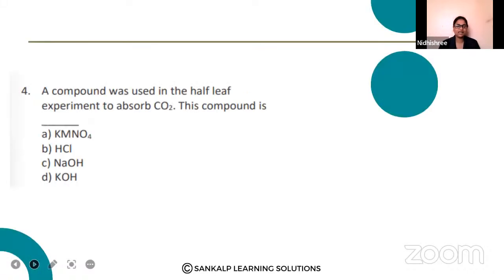The next question is: a compound was used in the half-leaf experiment to absorb carbon dioxide. In this experiment we used one compound which absorbs carbon dioxide. Which is that compound? KMnO4, HCl, NaOH, KOH.